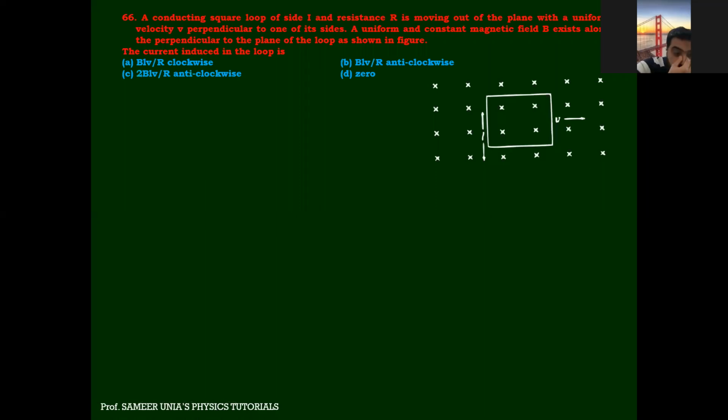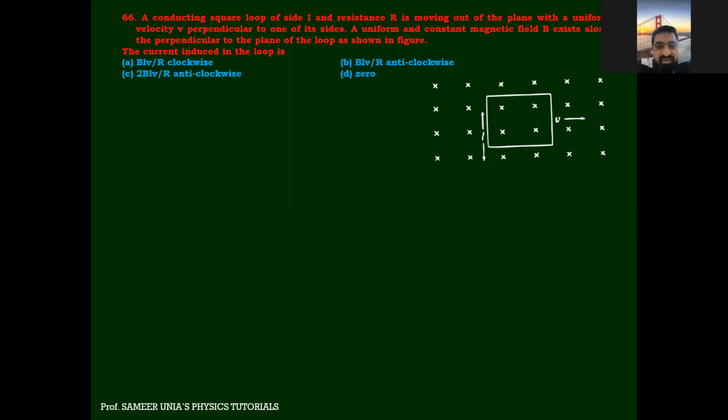See, a conducting square loop of length L is moved out with a uniform velocity perpendicular to one of its sides. A uniform constant magnetic field exists, as shown in the figure. The current induced in the loop is how much? Mehek will answer. Okay, Mehek, very good question. Whenever I told you something, then something. Remember, last time only I told you.